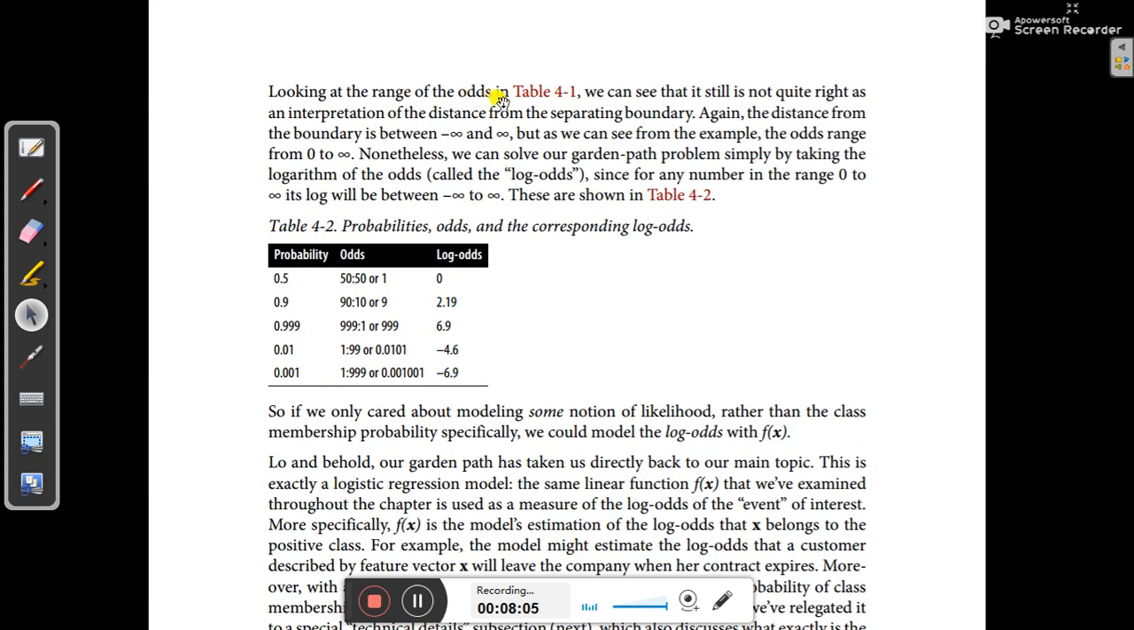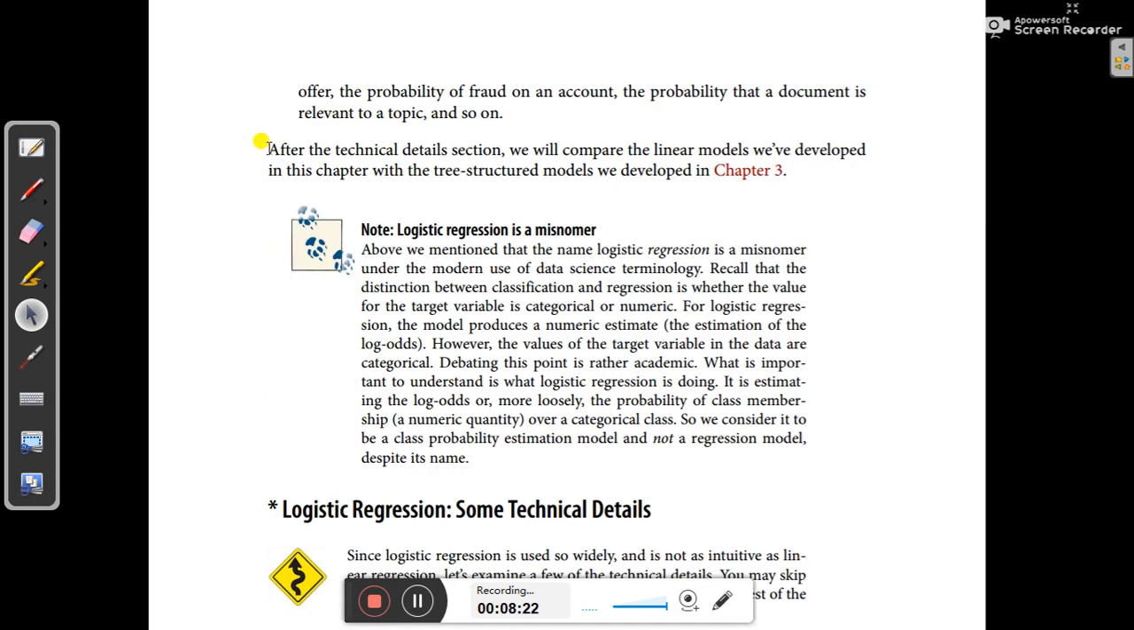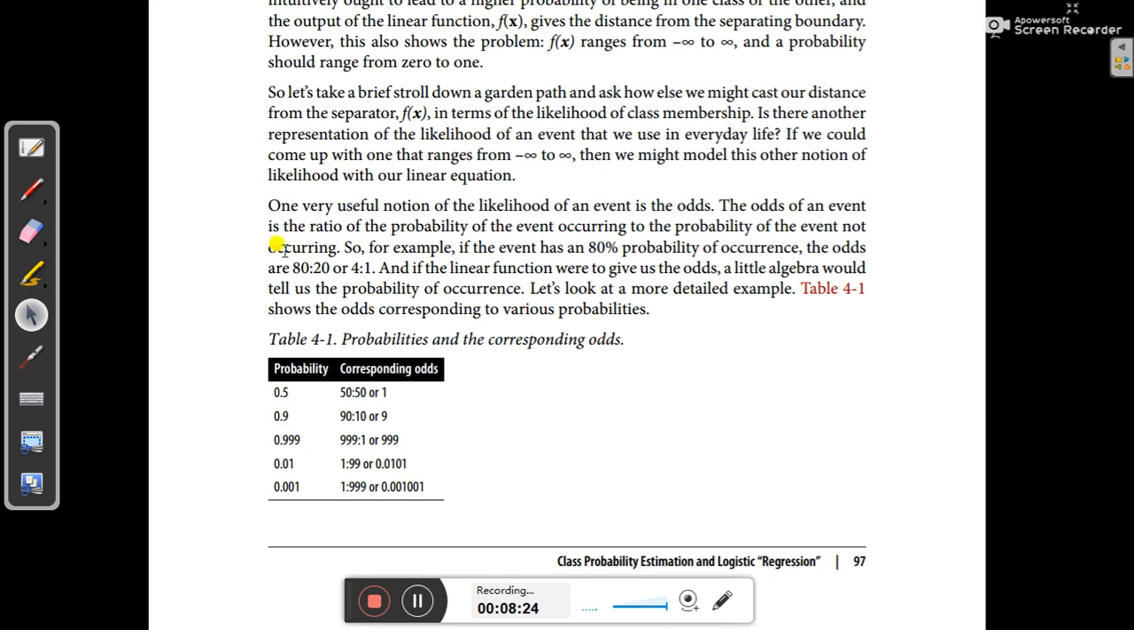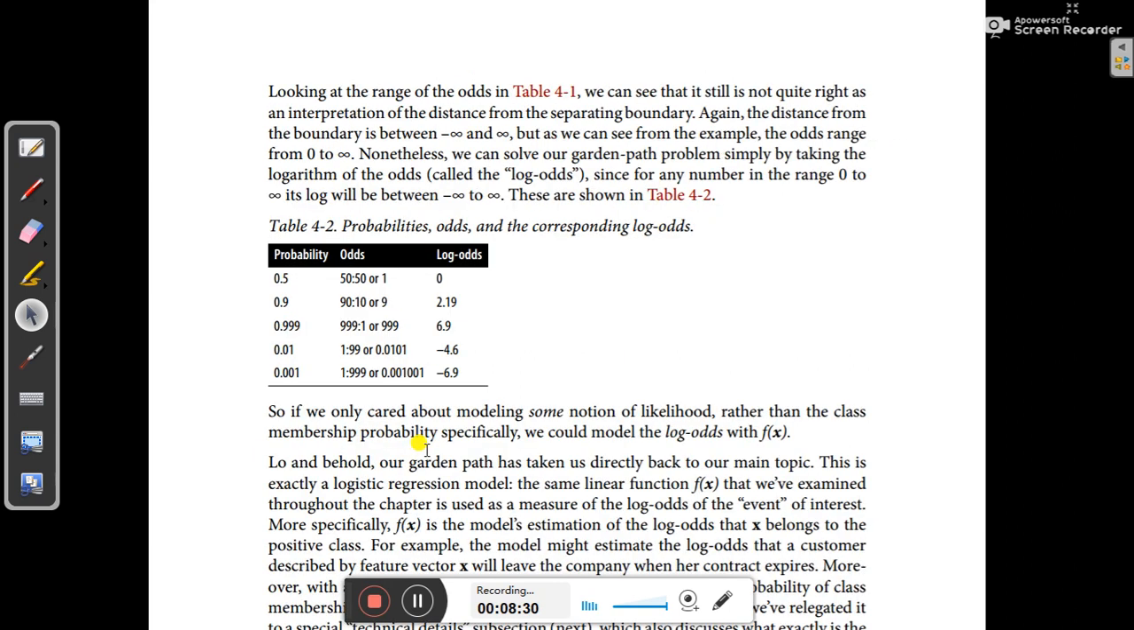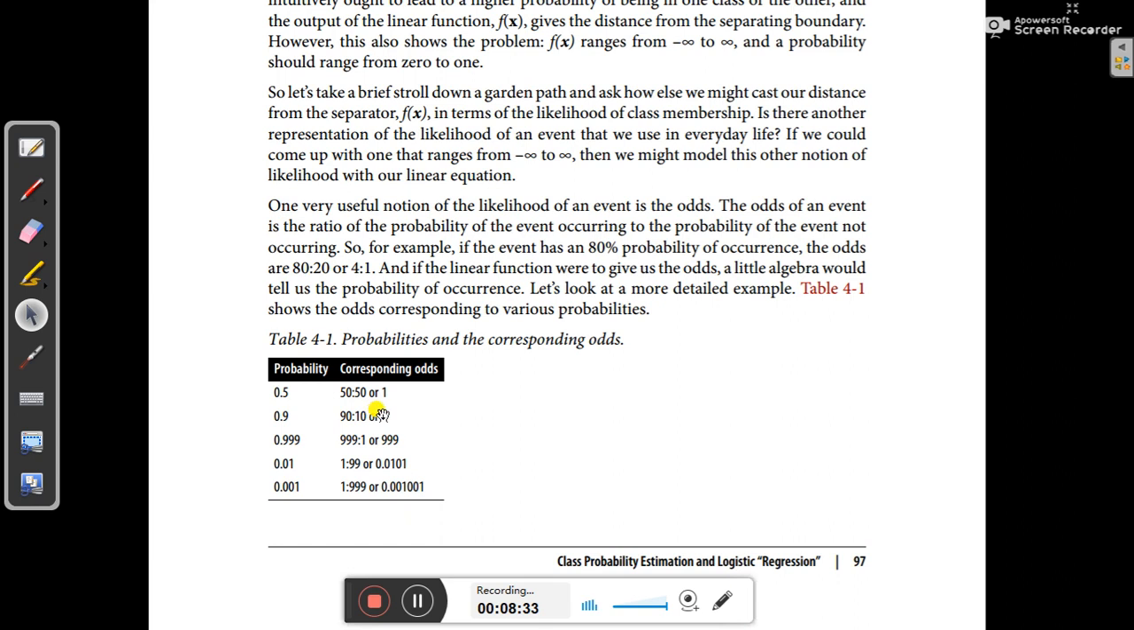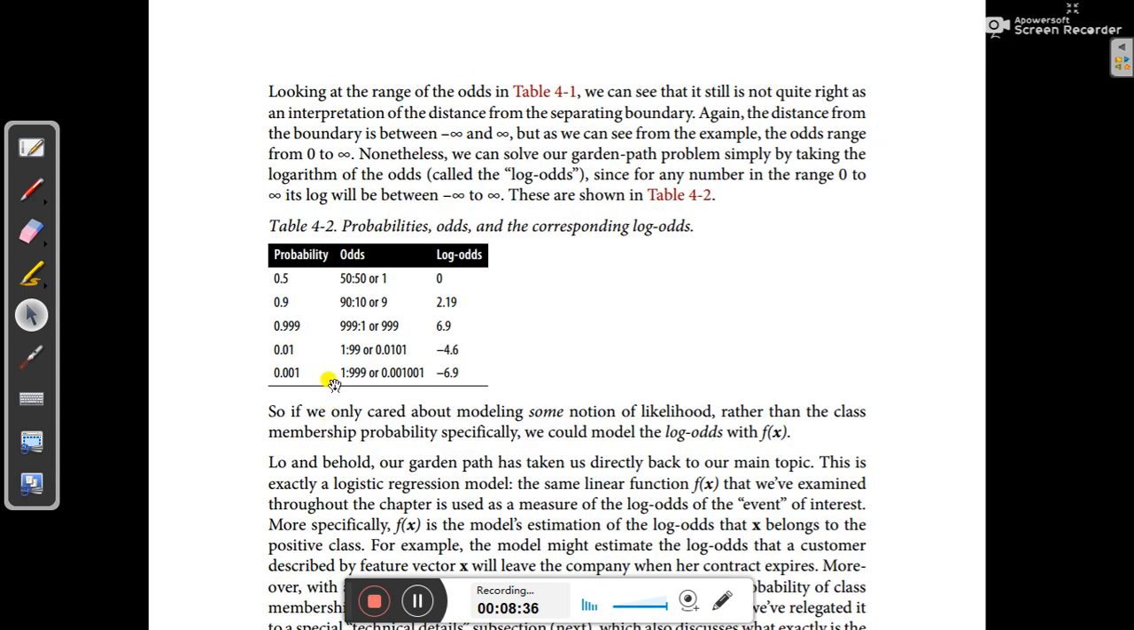So looking at the range of the odds in table 4.1, we can see that it's still not quite right as an interpretation of the distance from the separating boundary. Again, the distance from the boundary is between minus infinity and plus infinity, but as you can see from the example, the odds range from 0 to infinity. So here you can see in this table the odds range is 0 to infinity, but our distance range is from minus infinity to infinity.